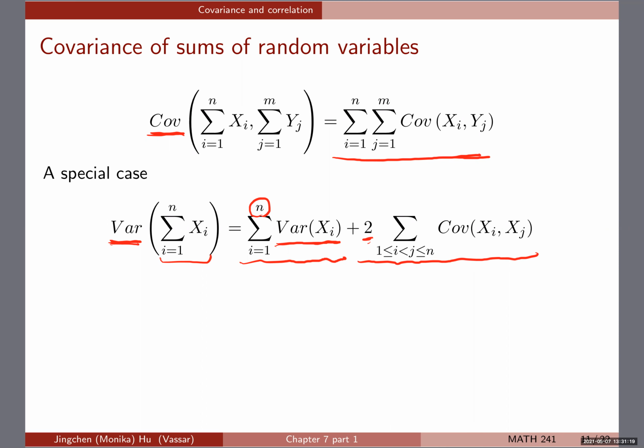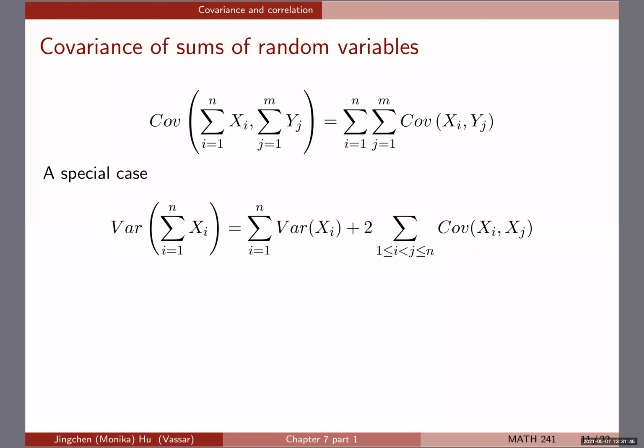And of course, if you imagine why there's a 2 over there, that is because here we're only considering i smaller than j. Don't forget j could be smaller than i as well, but they are symmetric. So in the end, we just have 2 times the sum of those covariances when i and j are different from each other. Or if we write it this way, i smaller than j and then times 2. So that is a special case and could be useful.